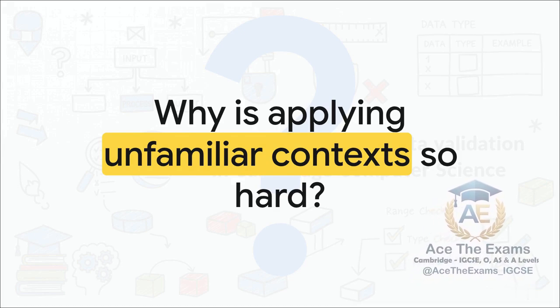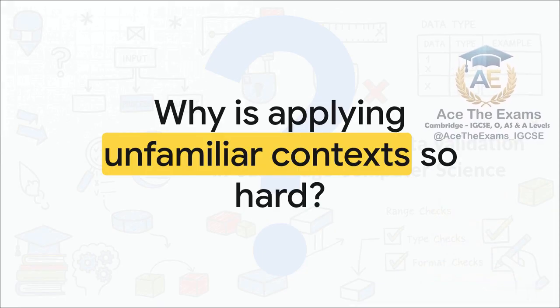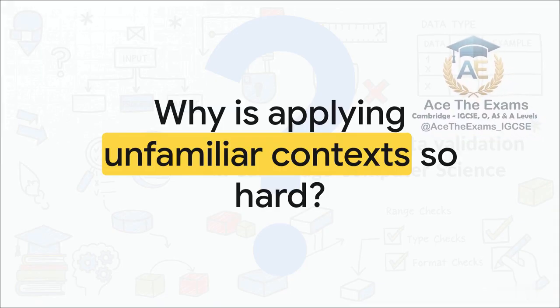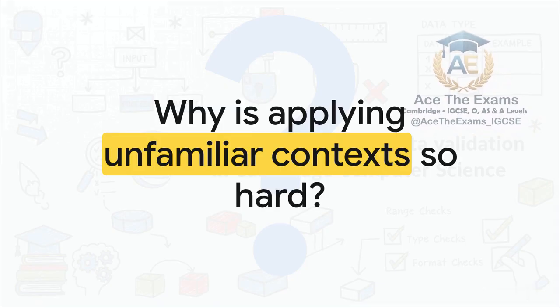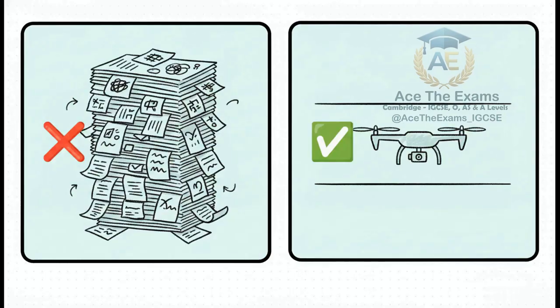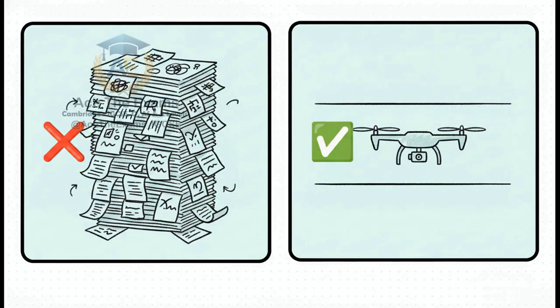The friction happens when your brain tries to retrieve a memorized fact, but you don't have the analytical framework to map that fact onto a weird, unfamiliar scenario. You freeze, and when you freeze, you default to generic answers, and generic answers get 0 marks. The difference between these two approaches brilliantly illustrates superficial breadth versus analytical depth.